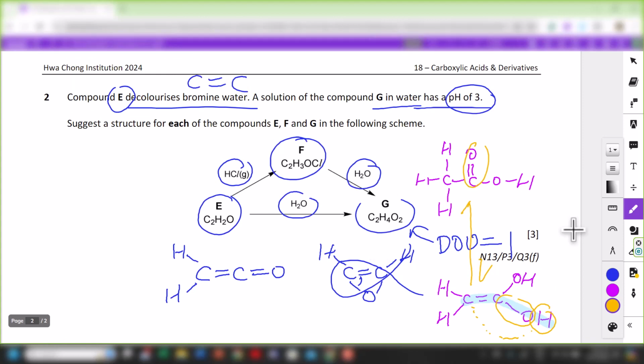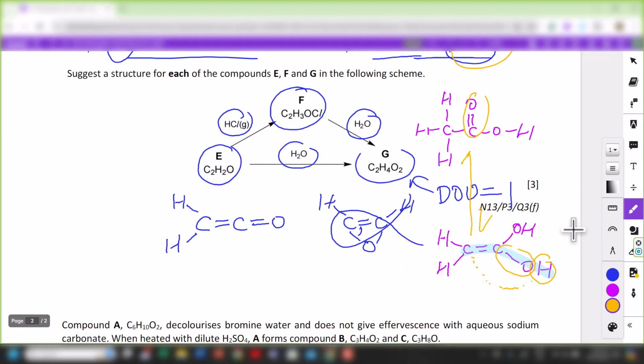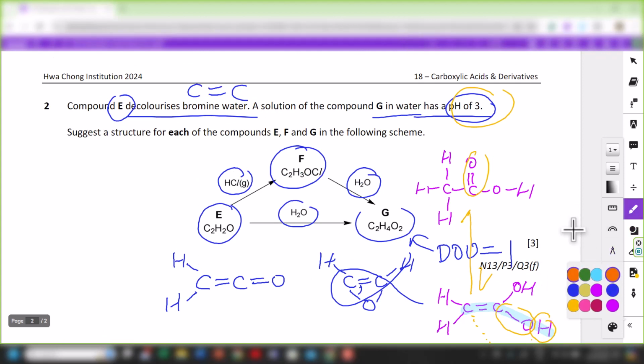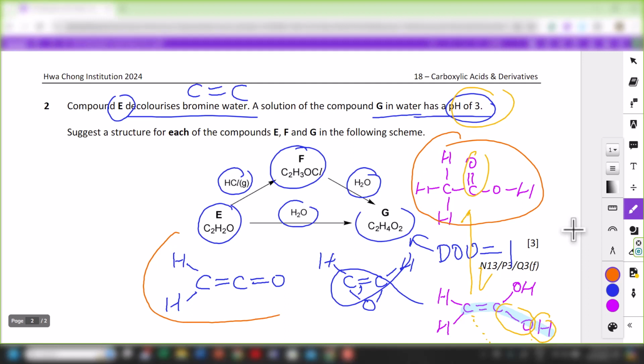And how do you know it's carboxylic acid? The clue given here is it has a pH of 3. So if you get a dihydroxyl, then it's not likely to take on a pH of 3. Because of that, I would conclude that my G is likely to be ethanoic acid. My E is likely to be a C double bond C with double bond O. This is known as a ketene, but I will not go into explaining this further because ketene is not likely to be tested directly in a H2 curriculum.